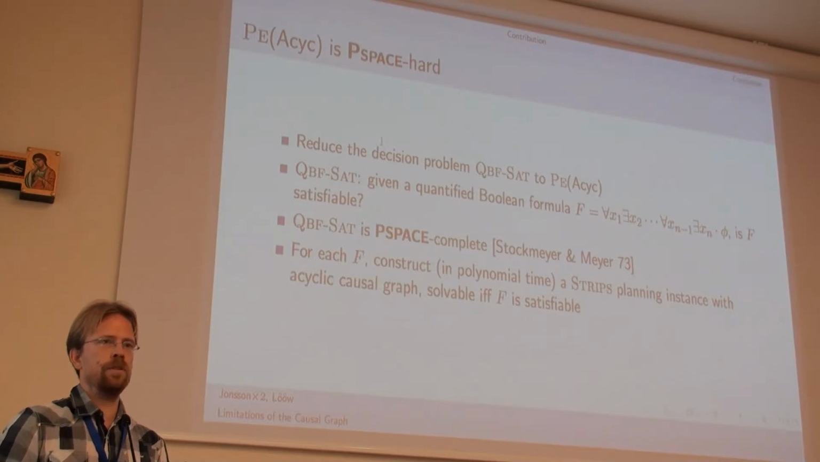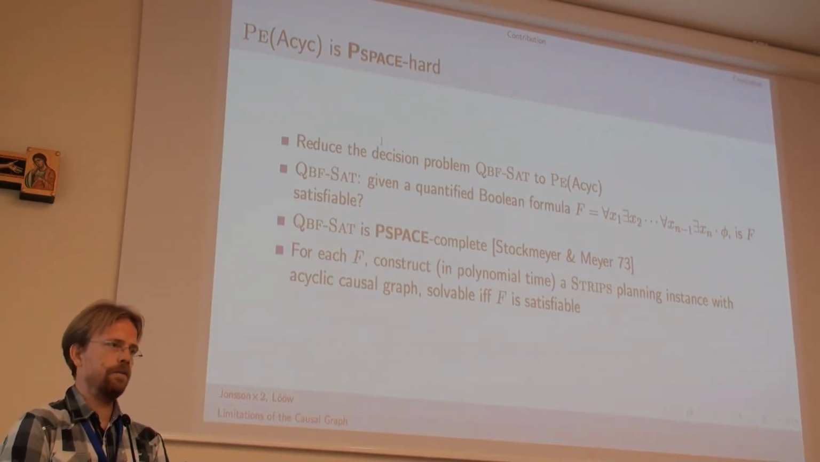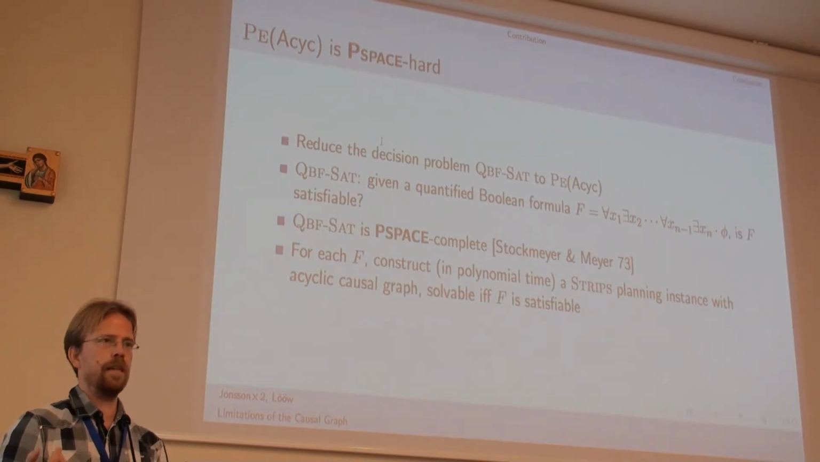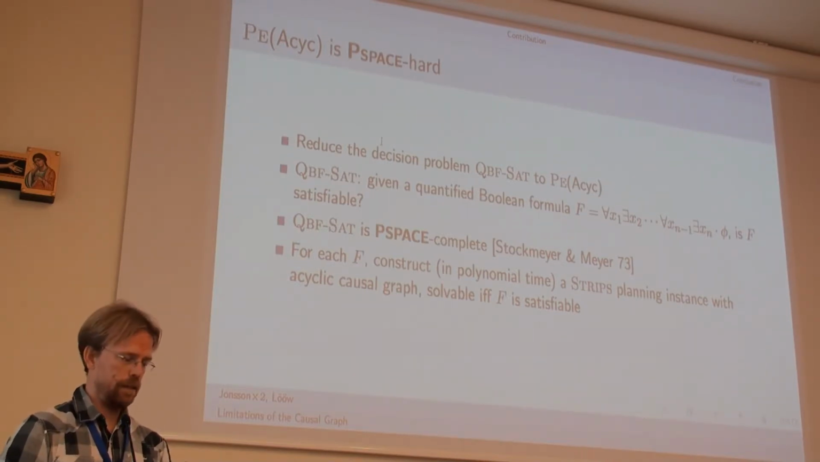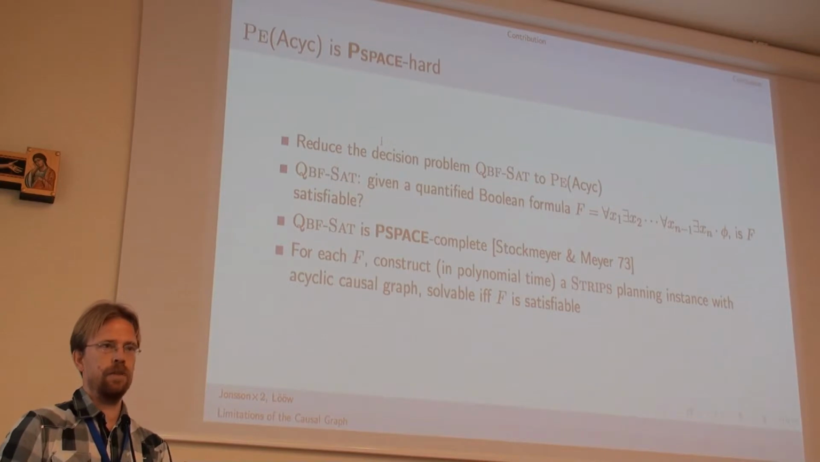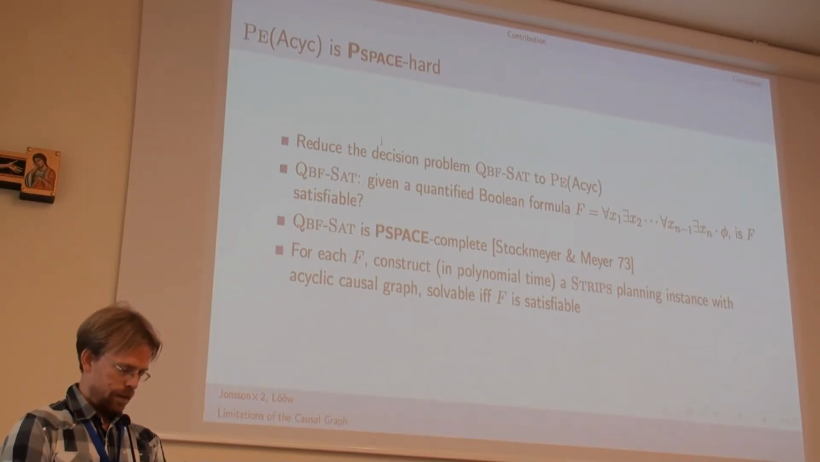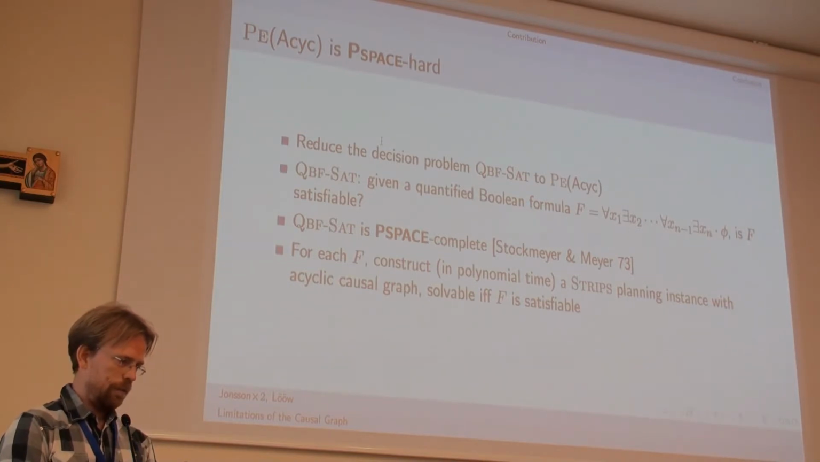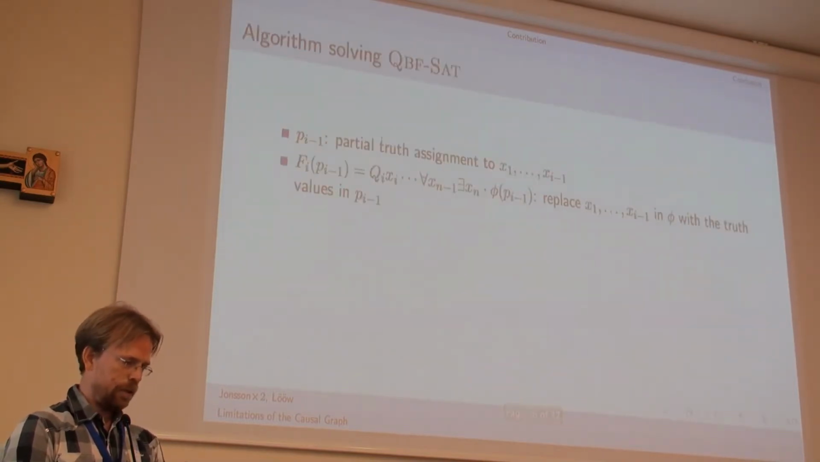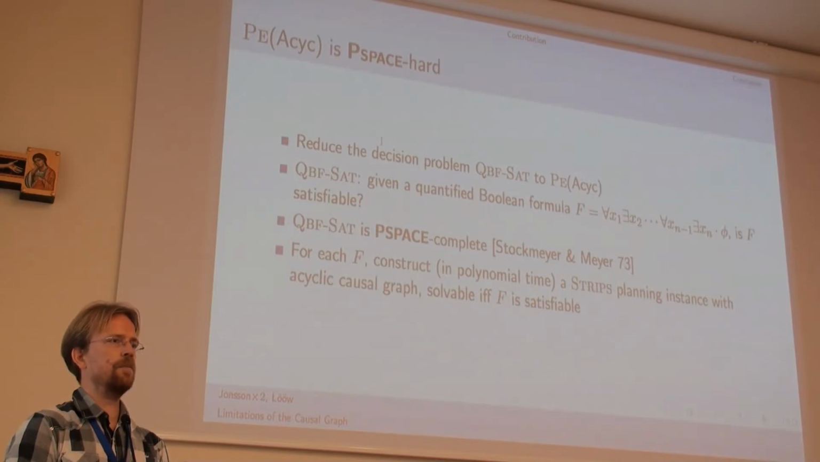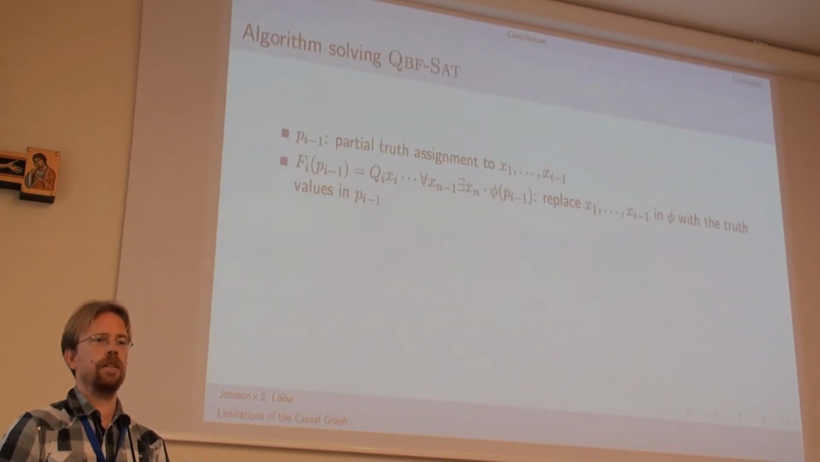And what we have to do to show PSPACE-completeness for our class is, for each QBF, construct in polynomial time a corresponding STRIPS planning instance with a cyclic causal graph, which is solvable if and only if F is satisfiable. Before showing what our planning problem looks like, I'm just going to describe a general algorithm for solving QBF SAT.